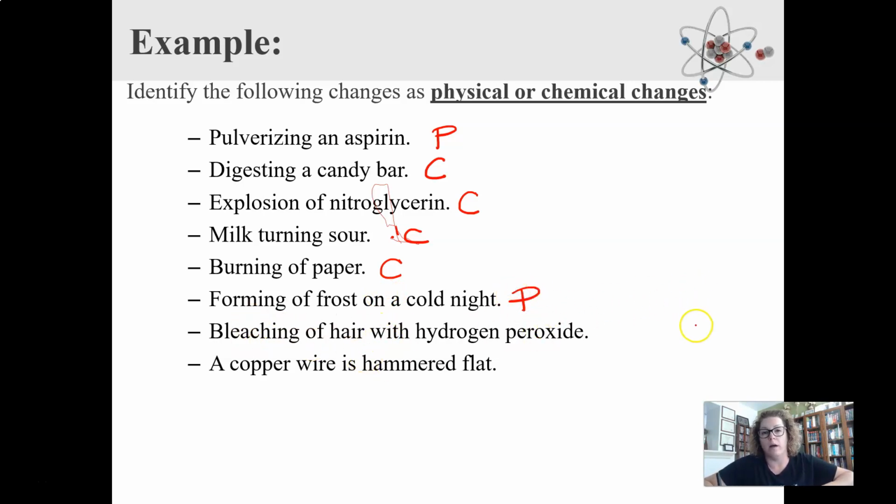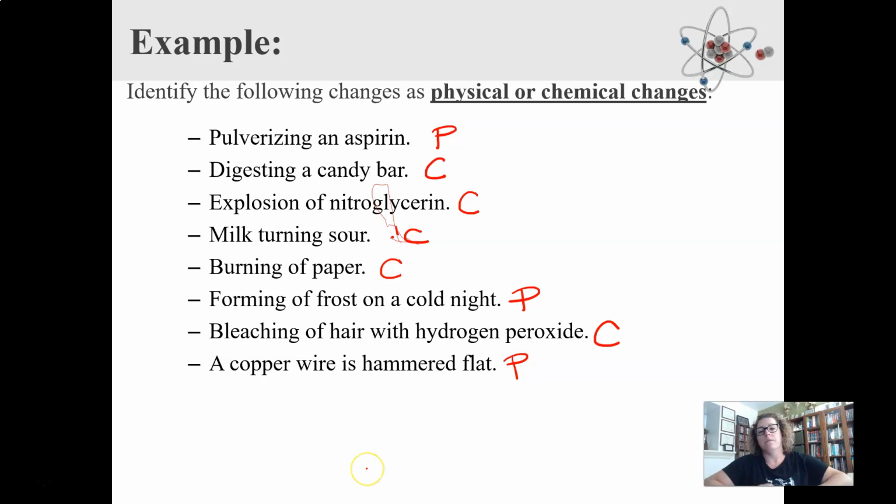Bleaching of hair with hydrogen peroxide. Okay, this is the key one too, because when you put bleach in your hair, you definitely have a chemical reaction going. And the hydrogen peroxide, when you bleach, it will do a color change. So if you got dark hair, it will definitely go blonde. And if you've ever dyed your hair or bleached your hair, you can't get that color back. So what do you have to do over time? You got to let the hair grow out or cut it. But definitely a chemical change happens there. And copper wire is hammered flat. Well, I just took a piece of copper wire and flattened that piece of copper. Still got copper. So a physical change.